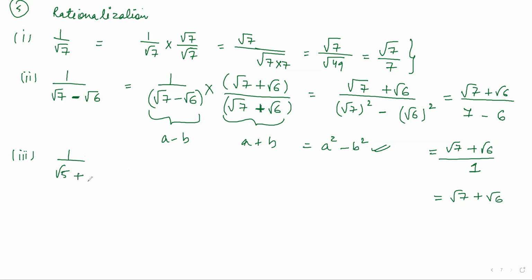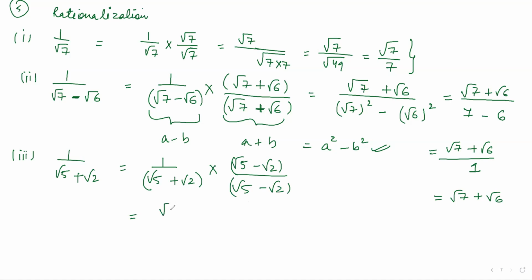Third part. 1 upon root 5 plus root 2. So same, you multiply with the opposite sign. Root 5 plus root 2, put it in a bracket, into root 5 minus root 2 divided by root 5 minus root 2, right?